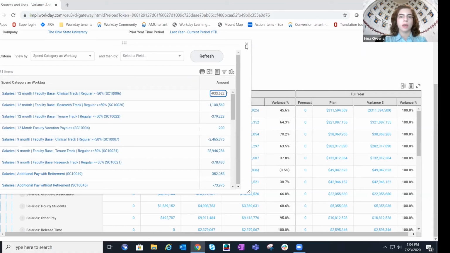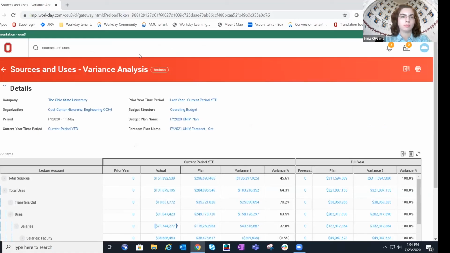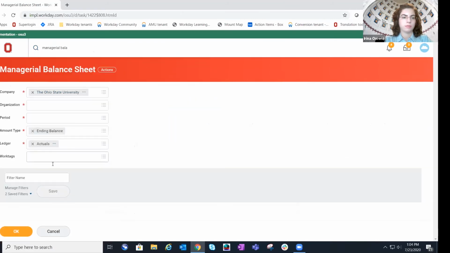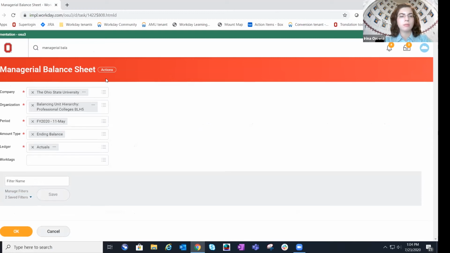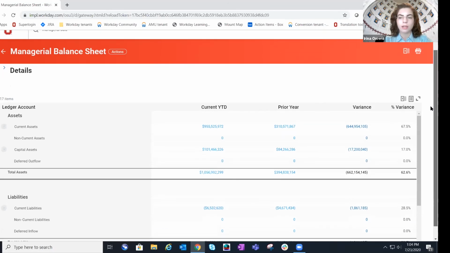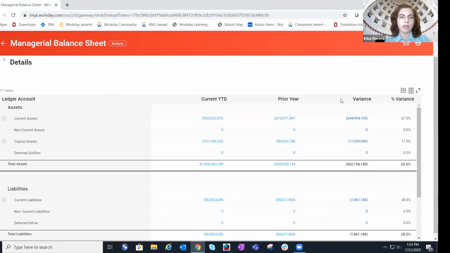Another report I want to show you is a balance sheet and how hierarchies work there. So this is the same managerial balance sheet we looked at earlier, but now I am going to run this report by balance unit hierarchy for the professional colleges. So here you can see numbers, and we want to look at it in a little bit more detail to figure out how the balances are split across various professional colleges.